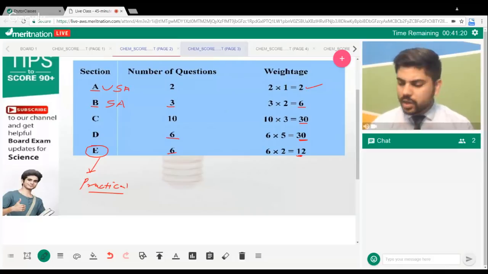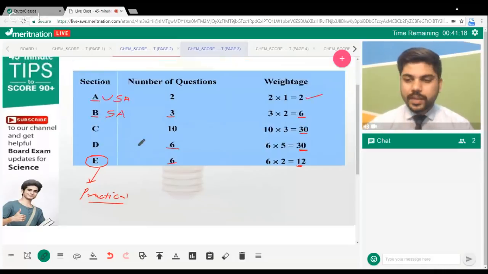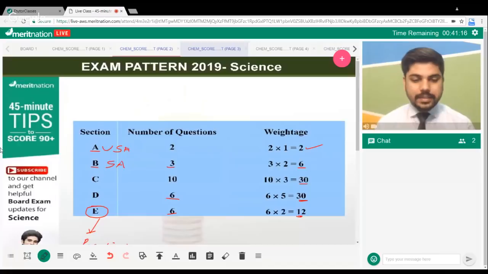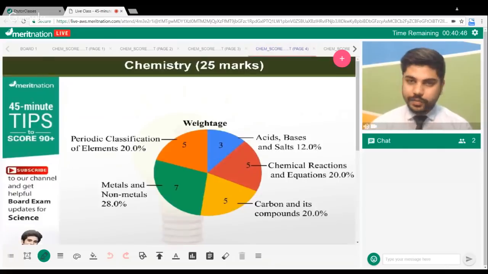So this is all about the exam pattern of 2019. And yes, this is not the same as your mathematics examination. Your mathematics examination will have a different exam pattern. This is just for your science exam. Now, as I already told you, this session will majorly focus on how to score maximum marks in minimum time, right? So let us have a look at the important topics of different chapters.